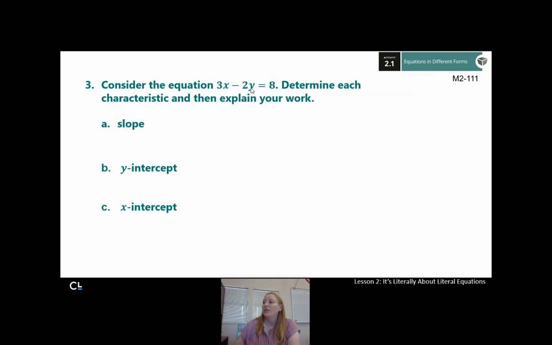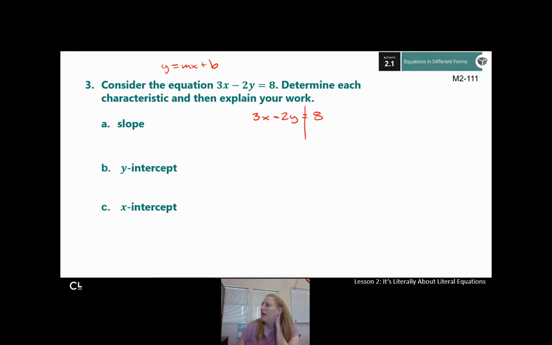All right, shall we see what we can do here, people? Let's see what we can do. So I'm going to take this guy, 3x minus 2y equals 8. And we said that if we could get the y alone, right, get it a whole y equals mx plus b, if I can get the y alone, then I can find my slope, I can find my y-intercept. So I'm going to start off with that.